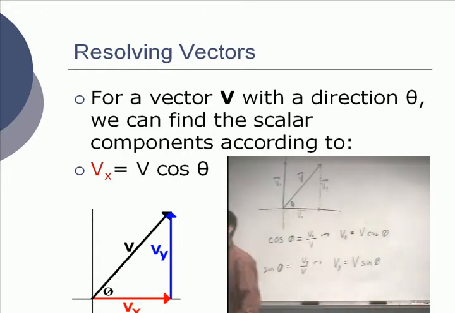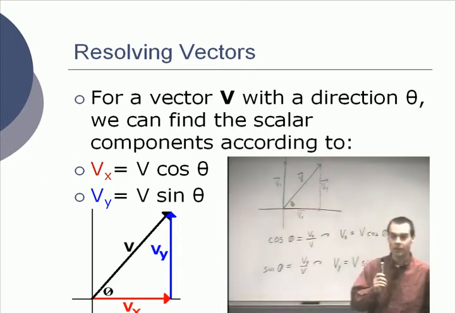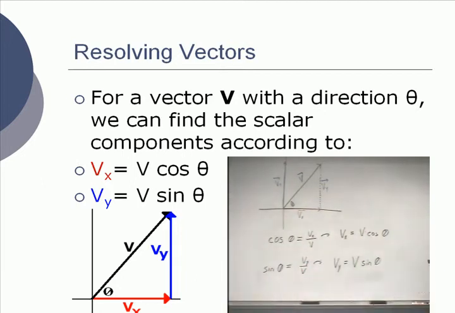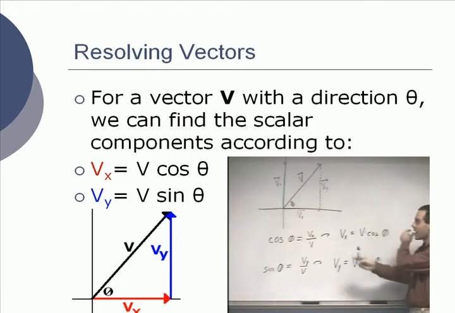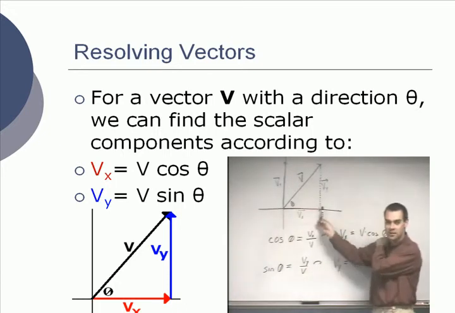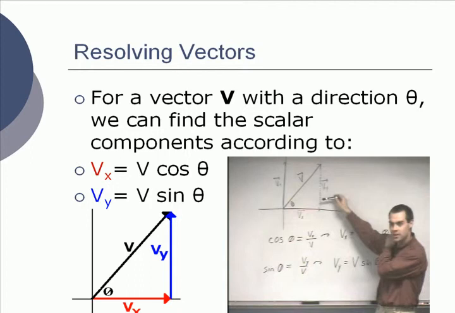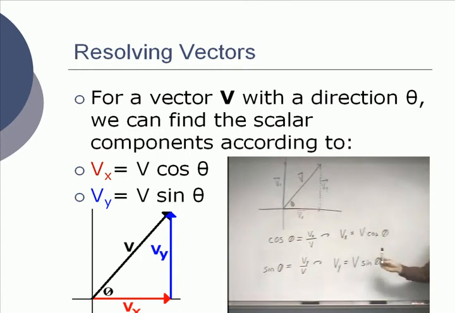Now, I got to caution you about a wildly common error here. Be careful to associate the correct function with the correct component. If you want to find the x component, you always take the magnitude times the cosine, because the x always lies along the adjacent side. The y component is always the opposite side. And if we want to find the y component of a vector, we take the magnitude times the sine.